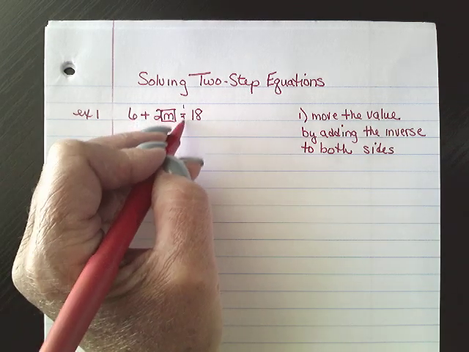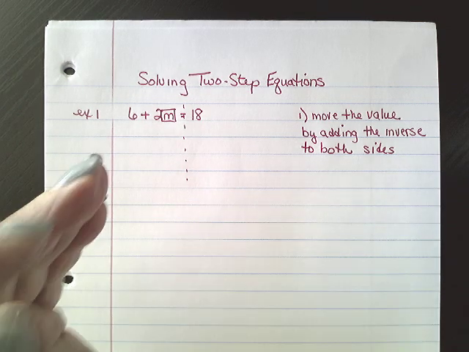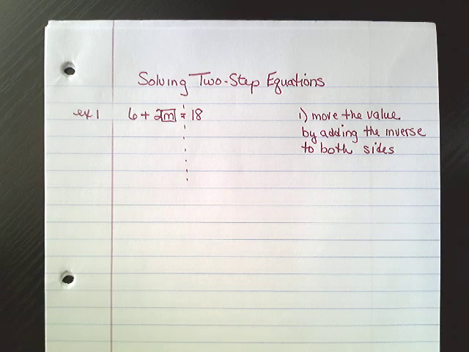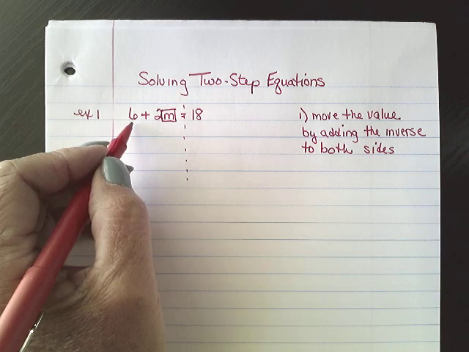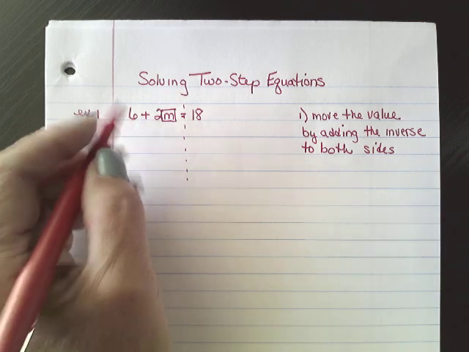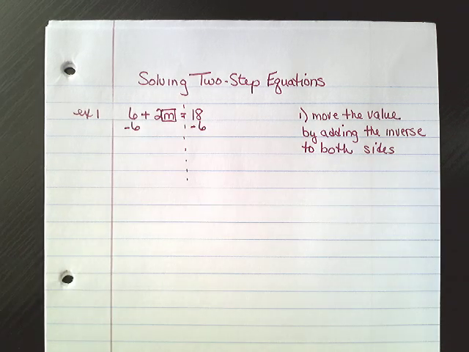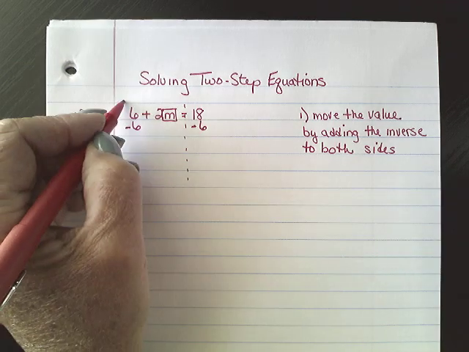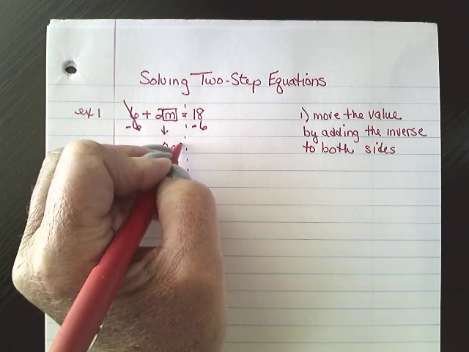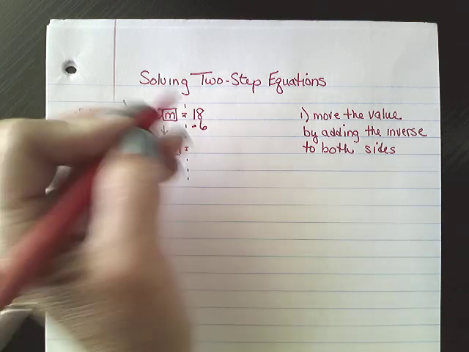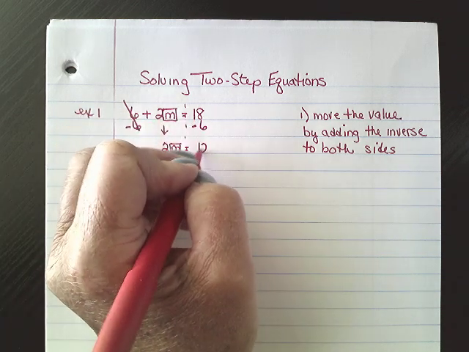So I'm going to put my balance line down here. I'm going to put my dotted line, that's my balance line. That's going to help me see that whatever I do to one side of that equal sign, I have to do the same to the other. So I need to move that constant first. So since 6 is positive, I'm going to add a negative 6 to both sides. Now remember, you're always adding an opposite. So that's going to cancel. What am I left with? 2m. What is 18 plus negative 6? And that would be 12.